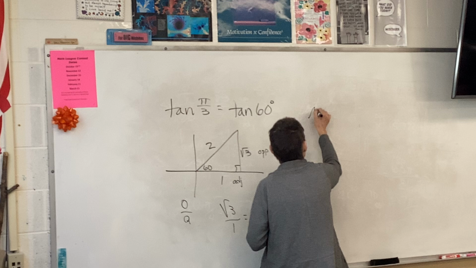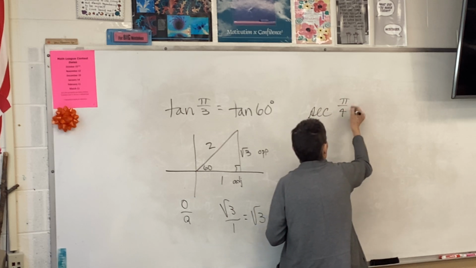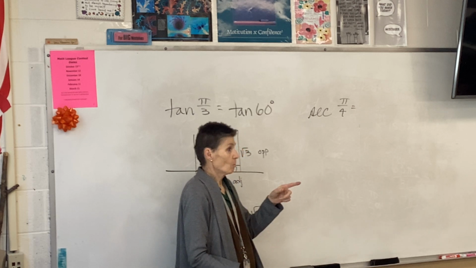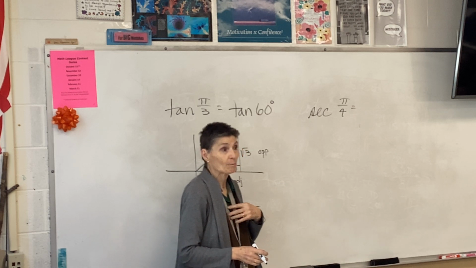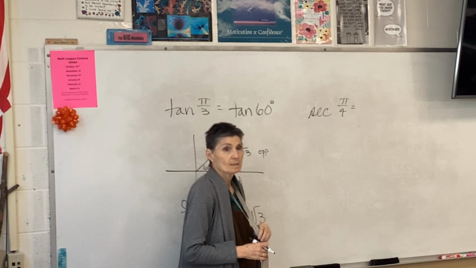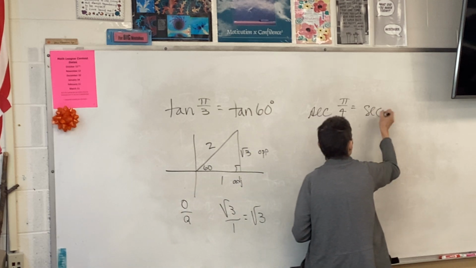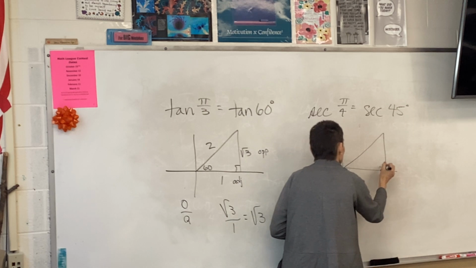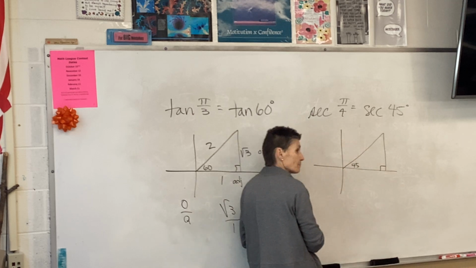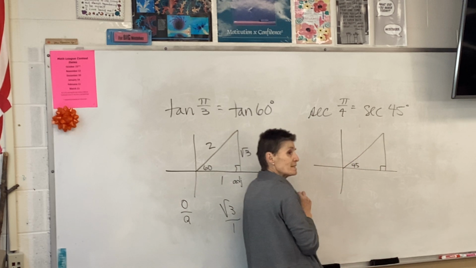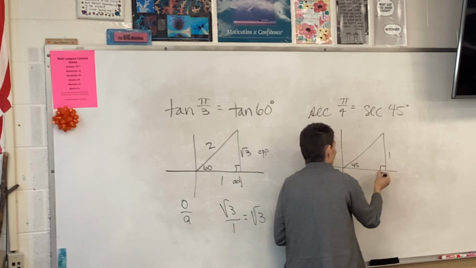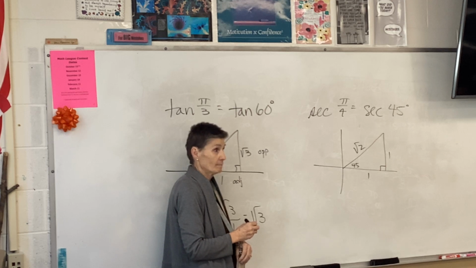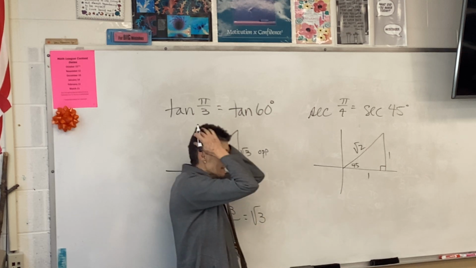All right, now I want the secant of pi over 4. Pi over 4 is 45. We just had that one a minute ago. 180 divided by 4 is 45. So I'm going to draw my same triangle, but this time it's 45, which means the sides are 1, 1, root 2. Right? All right, now secant.